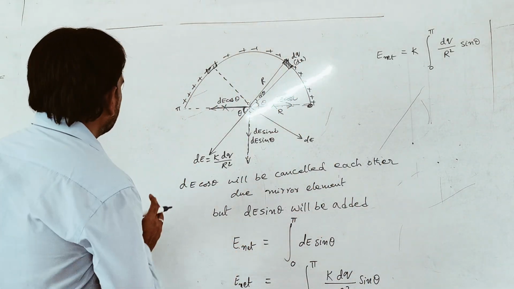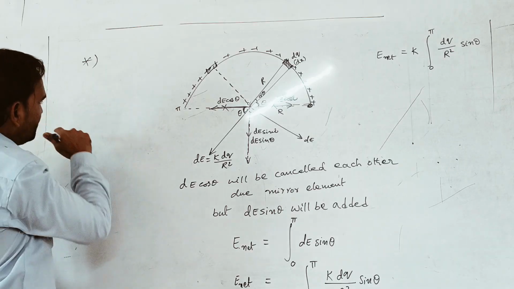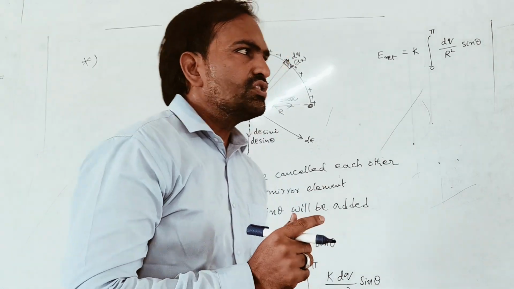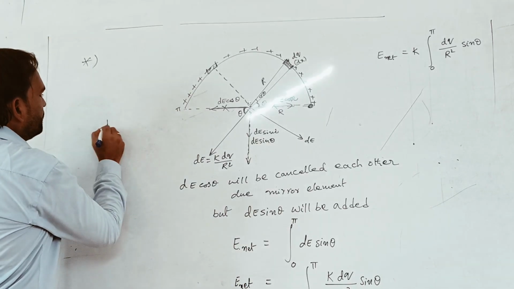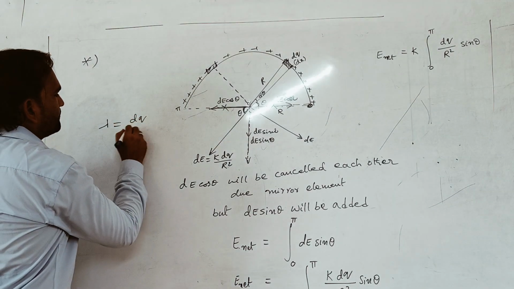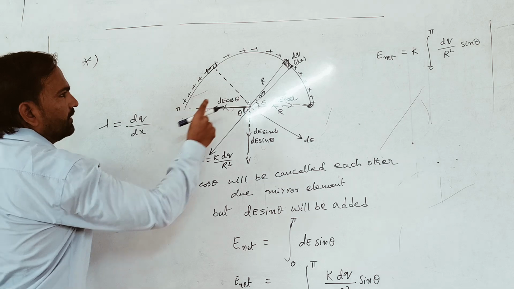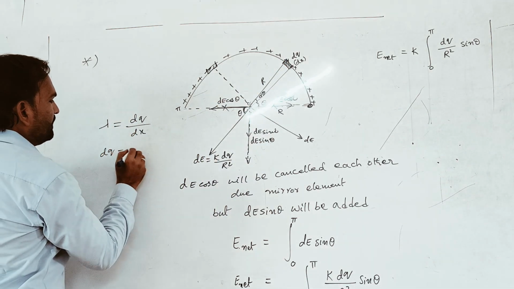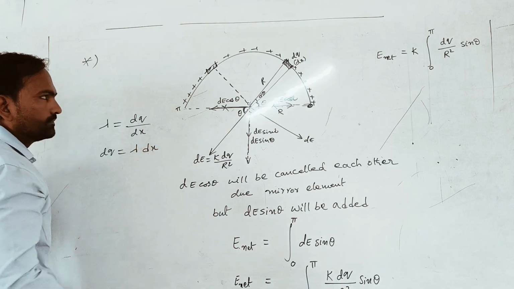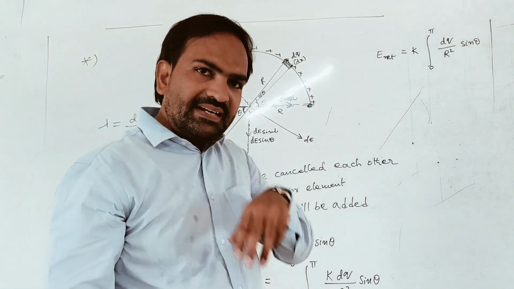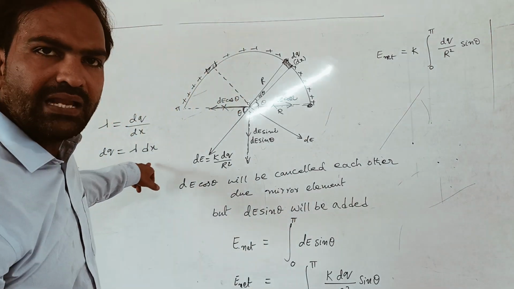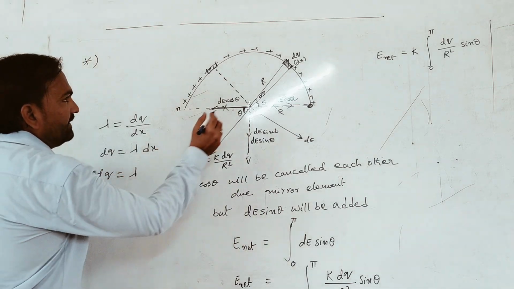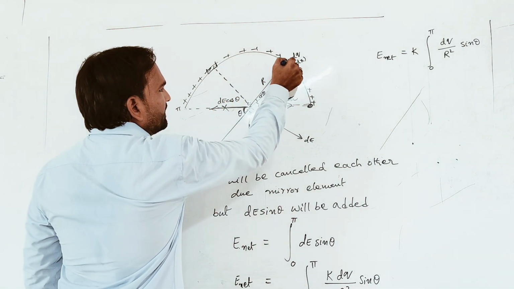Let's now observe carefully. Already we discussed this linear charge density. How can you write linear charge density lambda? Lambda is equal to dQ by dx. Then you find that dQ is equal to lambda dx. So dQ is equal to lambda dx, this distance.